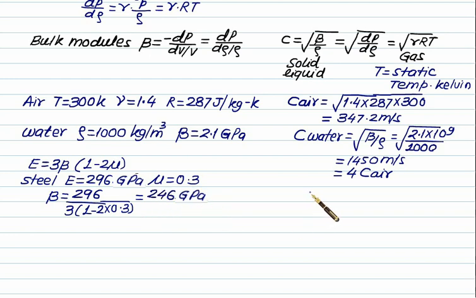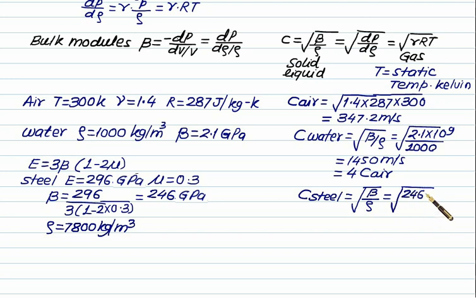We can very well calculate here the velocity of sound in steel, that will be under root of beta by rho. And temporarily let us assume the density will be equal to 7800 kg per meter cube. In that case we have beta will be equal to 246.